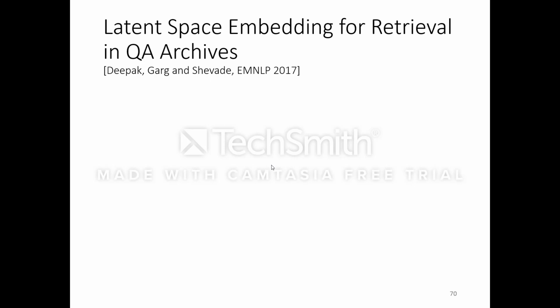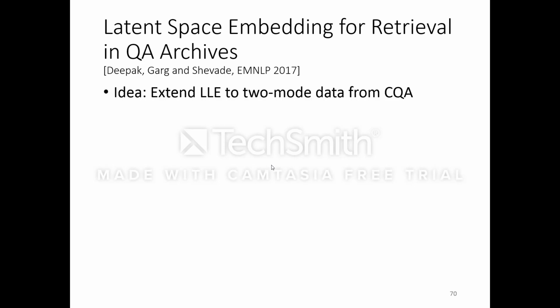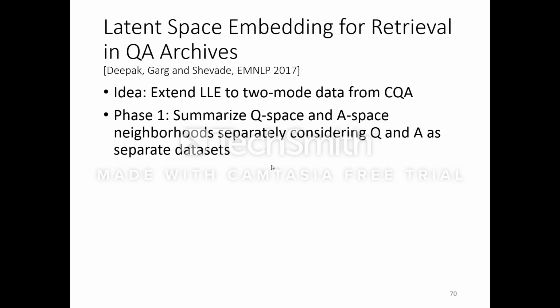This is EMNLP 2017, which proposes to use this neighborhood reconstruction approach in order to do CQA retrieval. So the idea is to extend local linear embedding, which is basically the paper that we just described, to work with data from CQA. So in phase 1, we de-link the question and the answer parts, like we did in certain other cases. For example, you might remember that to learn autoencoders, we de-link the question and answer pairs.